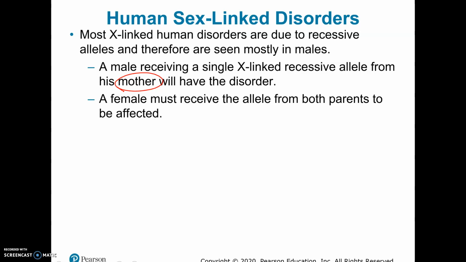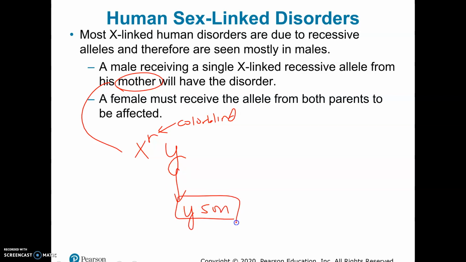Ever. Because in order to have a son, so let's say I'm X little r Y, right? And let's say this is for being colorblind. Well, if I have a son, what am I gonna give him? I'm gonna give him the Y. But if I have a daughter, I am gonna give her my X. So if a male has a daughter, he would give this X carrying the trait to her.